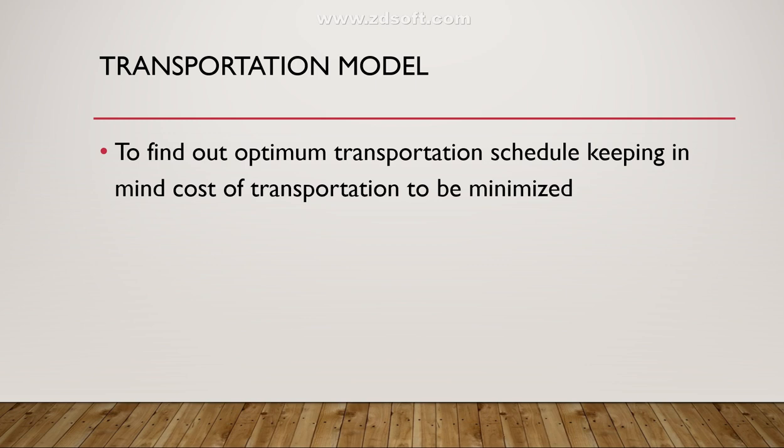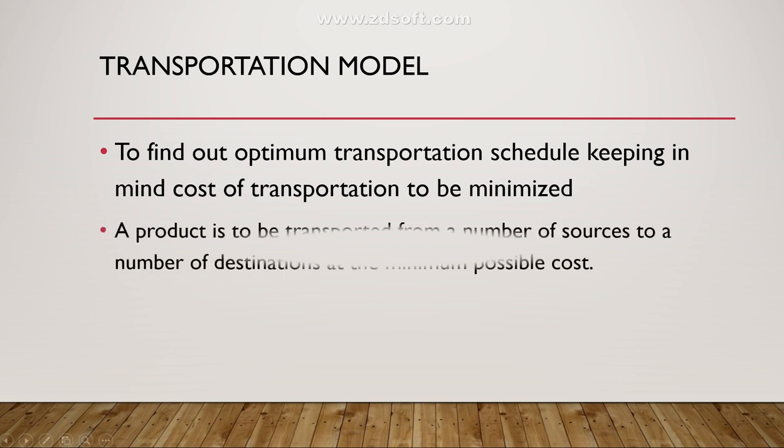The main objective of this model is to schedule the transportation, keeping the cost of transportation minimized. The main thing is considering the transporting activities, say receiving the raw materials, or distributing to the suppliers, or reaching the market. Considering all these elements, this model has been derived to minimize the cost involved in transportation. A product is to be transported from a number of sources to a number of destinations at the minimum possible cost. So this model helps if you have multiple warehouse centers and multiple market centers to be reached.